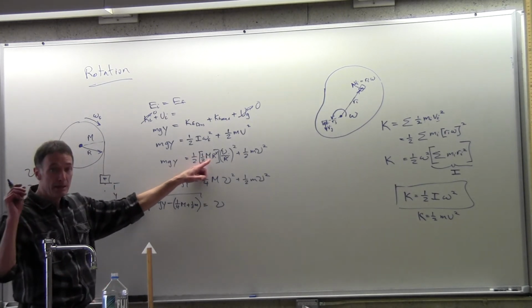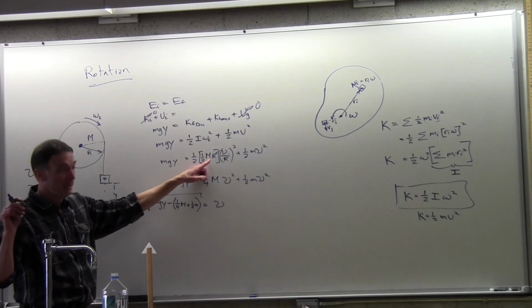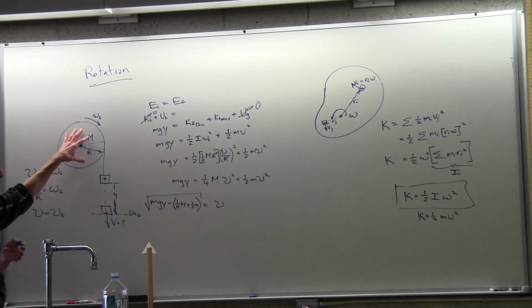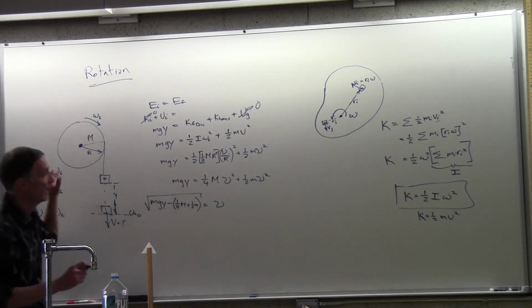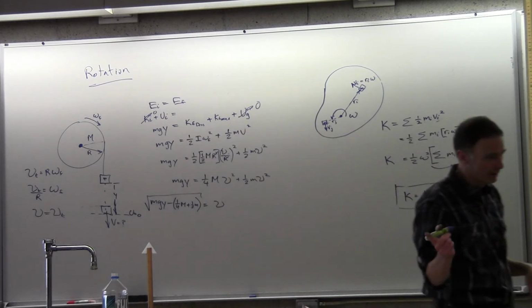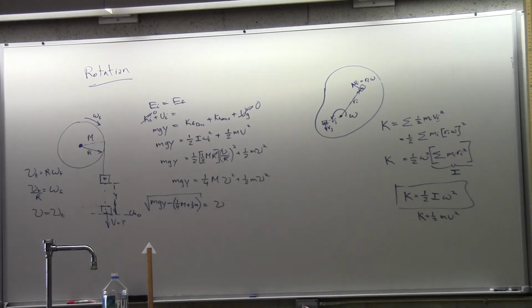Okay, now that's for an individual little mass. Now this is for a whole disk. And in fact we're going to do a little calculation for moments of inertia here in a moment. We're not going to do too much with it because he has gotten away from doing too much of that.